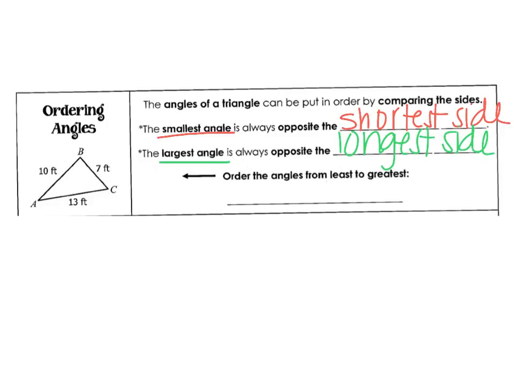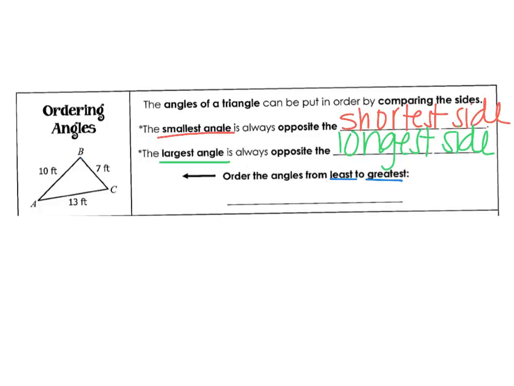So for example, if we're looking at this one over here and we want to order the angles and list them out from least to greatest, it's always really important to read the problem and know if it's asking you least to greatest or greatest to least. If we want to order the angles from least to greatest, we want to first look at the sides and look for the shortest side because the smallest angle is going to be opposite the shortest side.